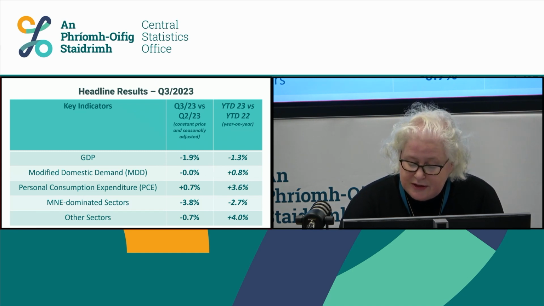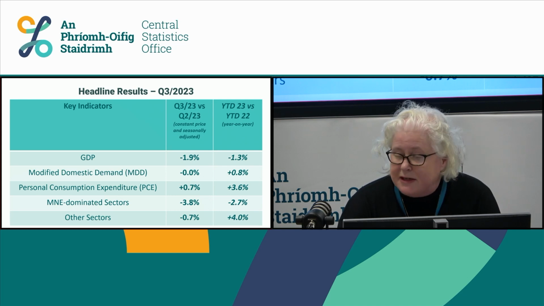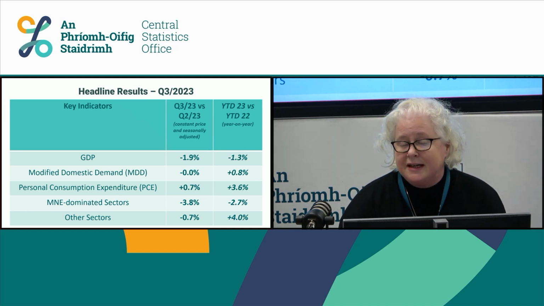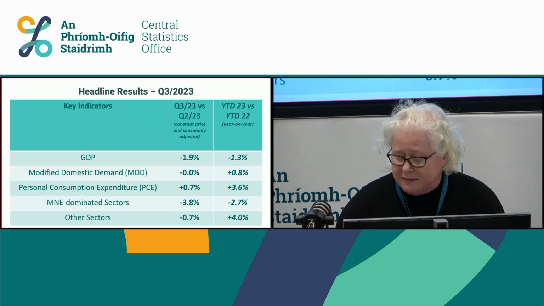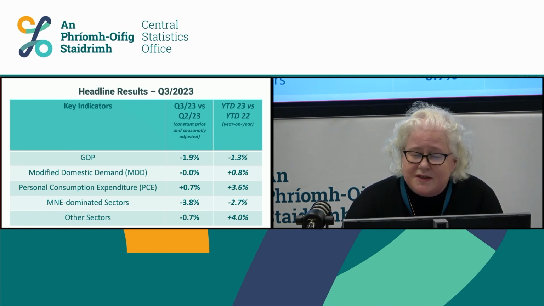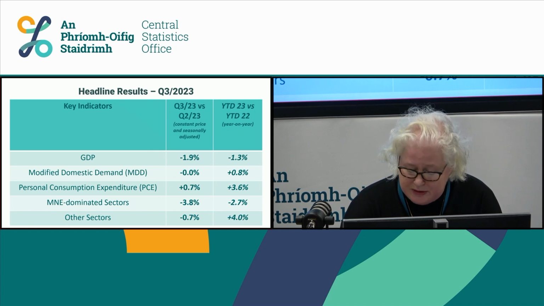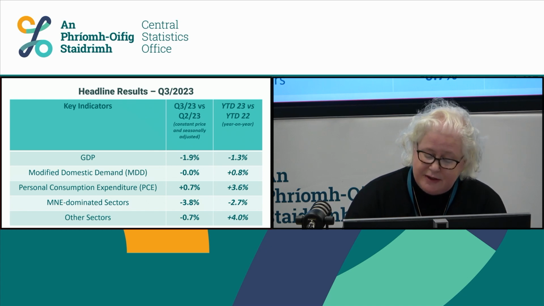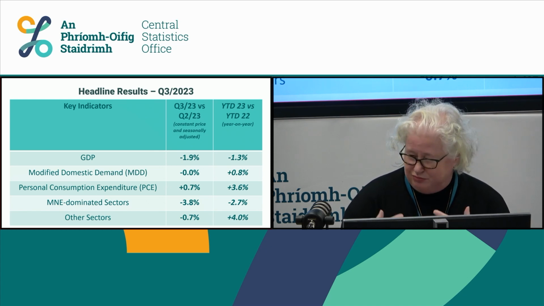So for quarter 3 23 and quarter 2 23, we see GDP has decreased or contracted by 1.9%. And just to bear in mind, GDP is that whole of economy indicator. At this stage of the year, we can look at the first 9 months compared to last year as well, and for that comparison, we're seeing GDP contracting by 1.3%.